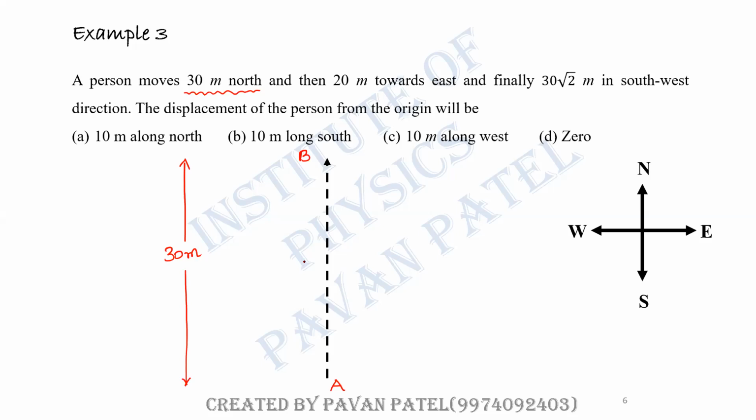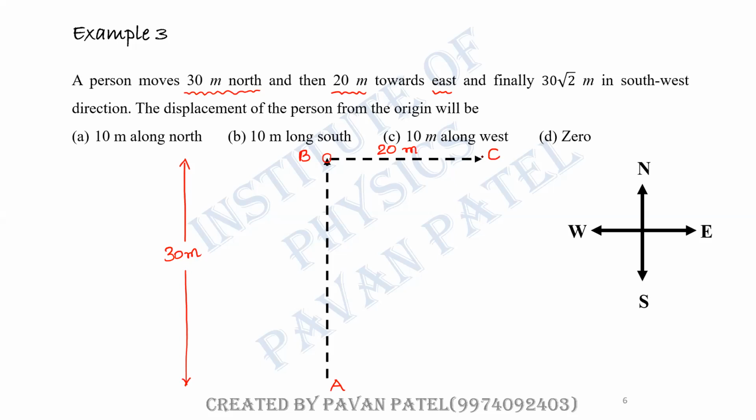Now the person is at B, right? Person is at point B and it will start from point B and moves 20 meter towards the east direction. So this distance is 20 meter. And the person will reach point C.